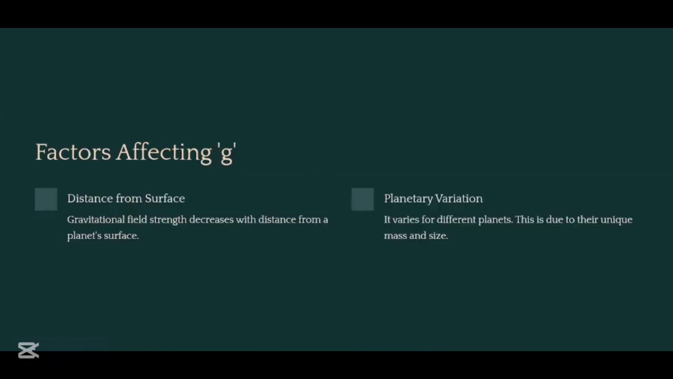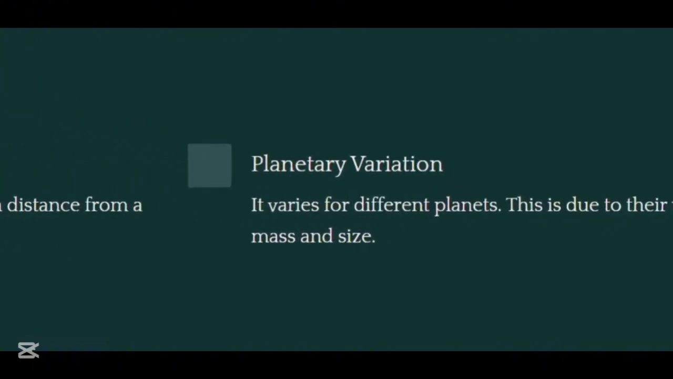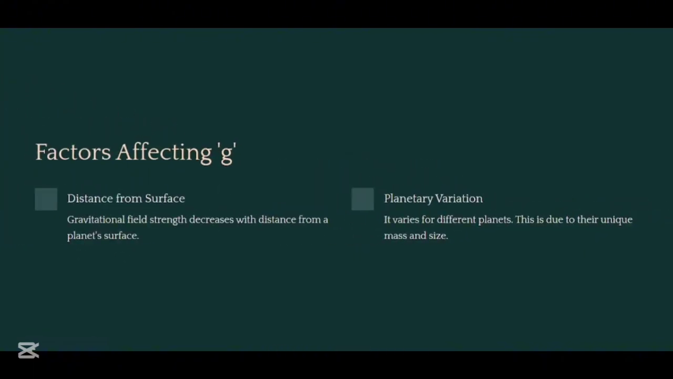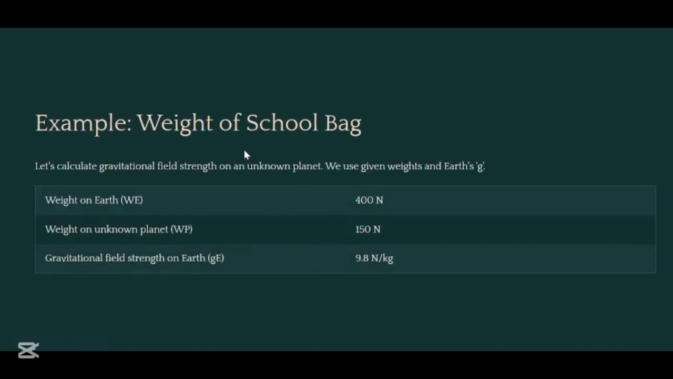Factors affecting G. Gravitational field strength decreases with distance from a planet's surface. It varies for different planets, that is due to their unique mass and size. Example is a weight of a school bag.